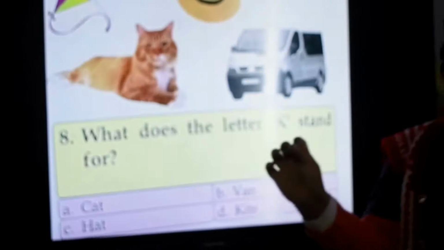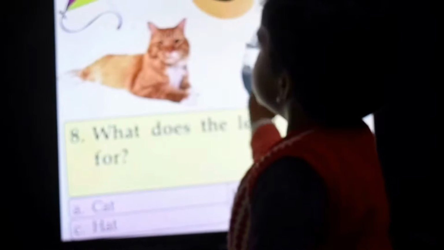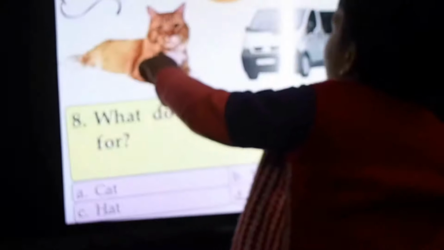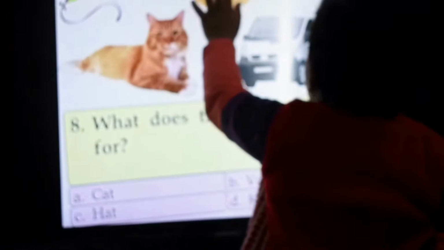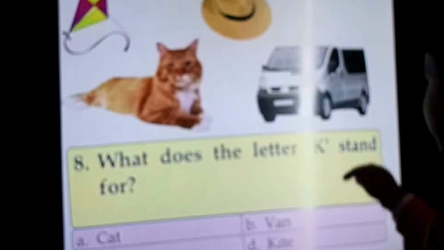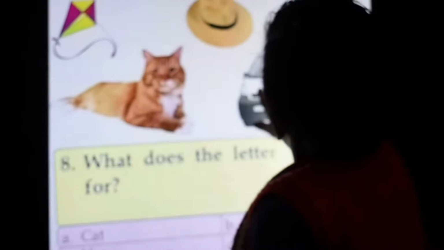Chotu, just stay away from the TV terminal, okay? What does letter K stand for? Go, Dugu. Chotu, let go. K for? K for bus. No, that is B for bus. K for? No, that is C for cat. K for? Kite. Okay, K for kite. K for cap. H for hat. So what is K for? Can you point to it? Bus. Oh no, that is B for bus. You're wrong, Chodugu. K for? Kite. Good answer.